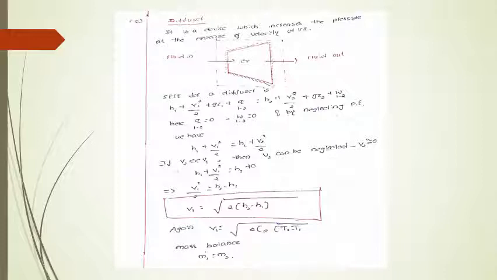You can observe a very interesting thing here. In a nozzle, inlet velocity is negligible, but outlet velocity is very important. In a diffuser, inlet velocity is important and outlet velocity is negligible.